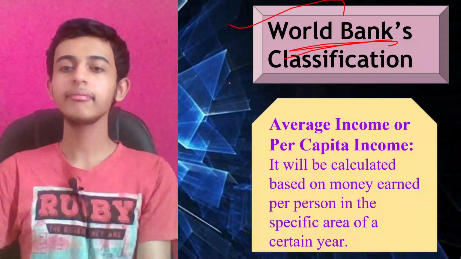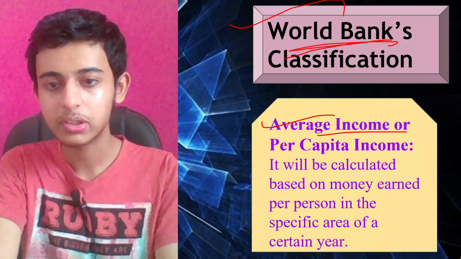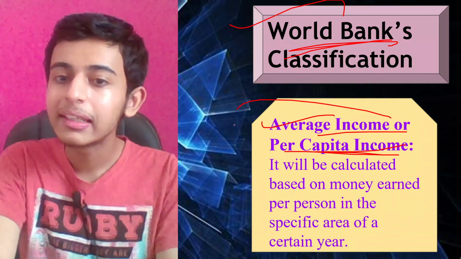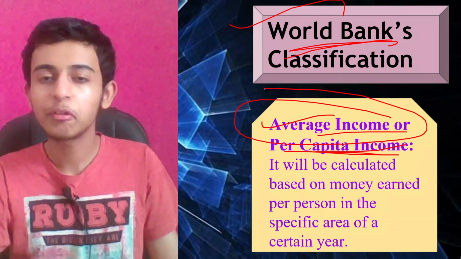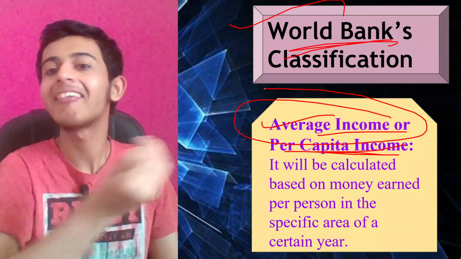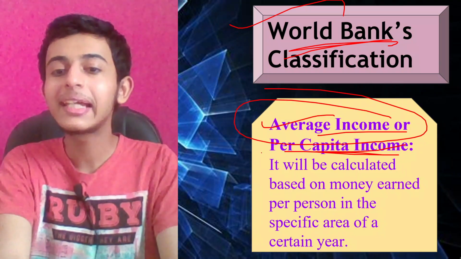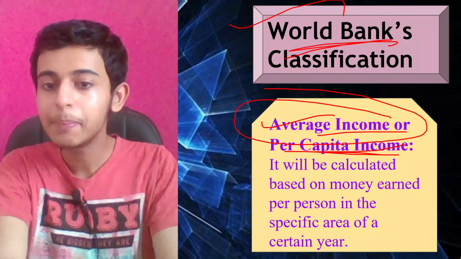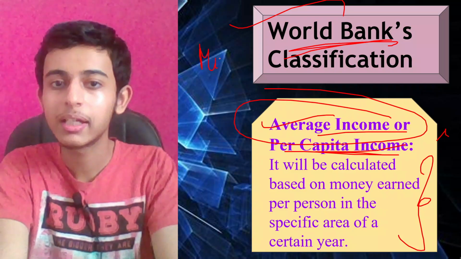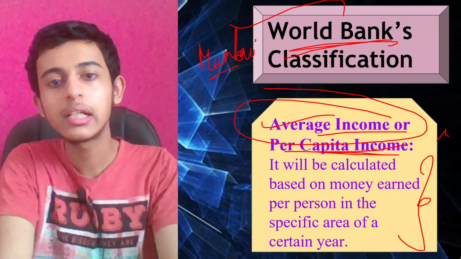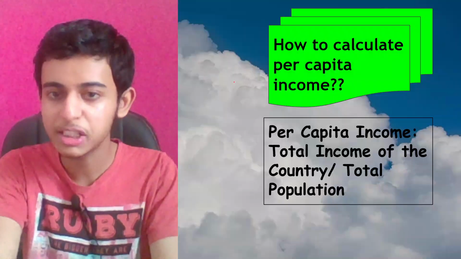Okay. World Bank told us that we can use average income or per capita income, because at the end different people are earning different amounts of money, right? So just talking about a few people would not help. So we need to take the average of a country. How much the average person earns, right? It will be calculated based on the money earned per person in a specific area. Let's say I am talking about Mumbai, how much people are earning in Mumbai. So whatever people are earning, I'm going to take the average of that in a specific year.